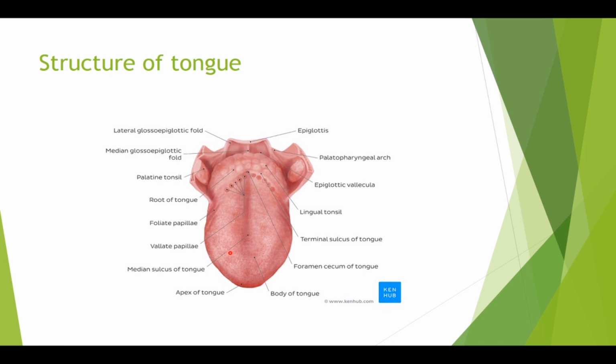Now again, this is the dorsum of the tongue showing various structures. This is the median glossoepiglottic fold, and the lateral glossoepiglottic fold is there. There is the palatopharyngeal arch, and the palatine tonsil over here. This is the posterior one-third of the tongue, and the sulcus terminalis. Anterior to the sulcus terminalis, there are vallate papillae. This one is the median sulcus of the tongue, that is the junction where the two lingual swellings fuse in the midline. This is the median sulcus of the tongue and the tip of the tongue along with the body of the tongue.